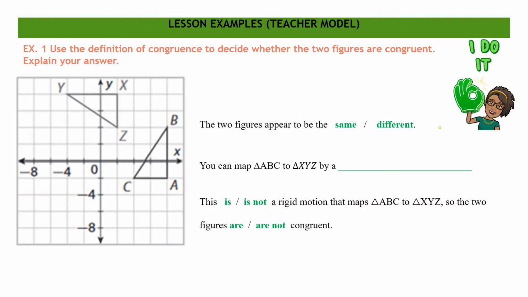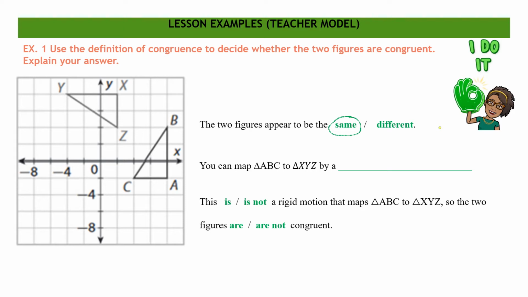Okay, let's look at example 1. It says, use the definition of congruence to decide whether the 2 figures are congruent, and then explain your answer. So as I see here, we have 2 figures, triangle ABC and triangle XYZ. The first question states, do the 2 figures appear to be the same or different? Well, looking at these 2 figures, to me, they look like they are the same. They are not 2 different figures, so that is on the right track of these 2 figures being congruent.